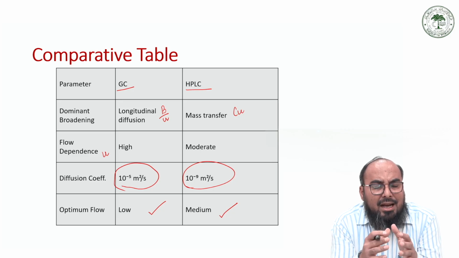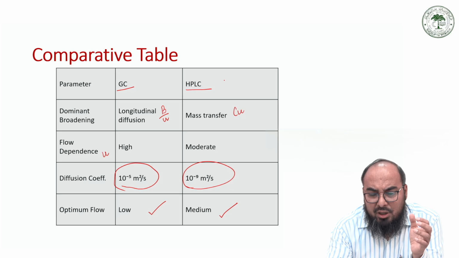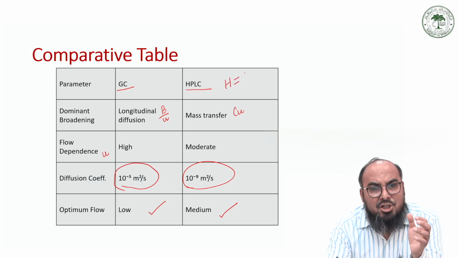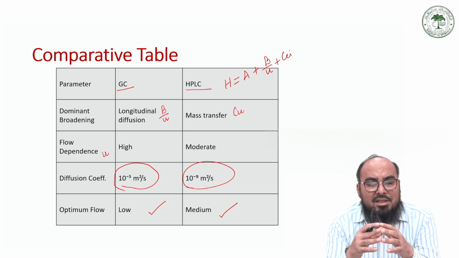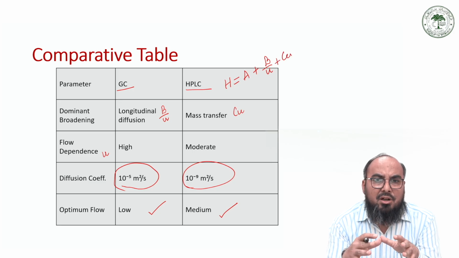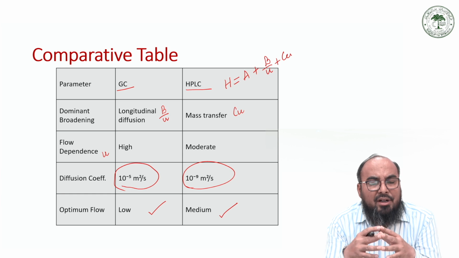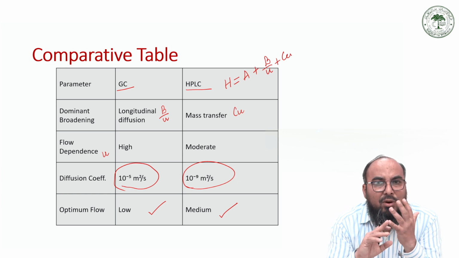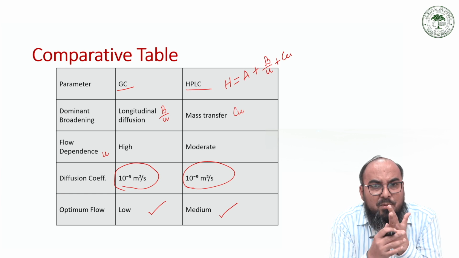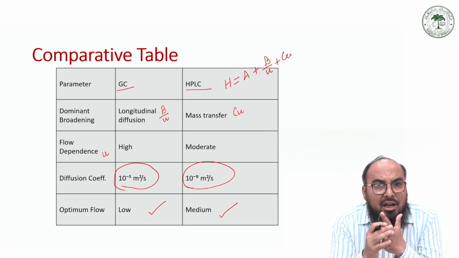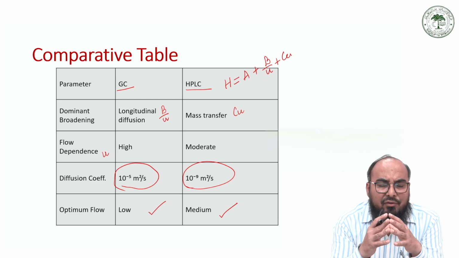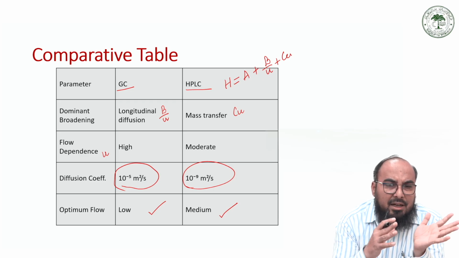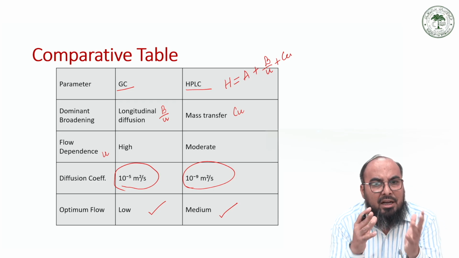So you can see that the equation is all the way the same, that is H is equal to A plus B upon U plus Cu, but you have to decide the utility of this equation on the basis of your chromatographic technique, that is whether you are using GC, whether you are using HPLC, or whether you are using liquid chromatography, because in every type of chromatography, some parameters become dominant and some become negligible.